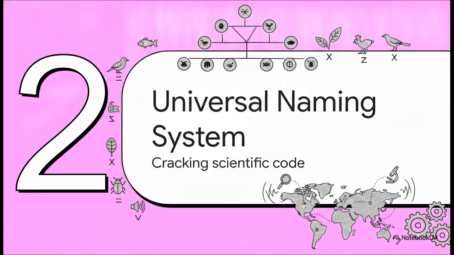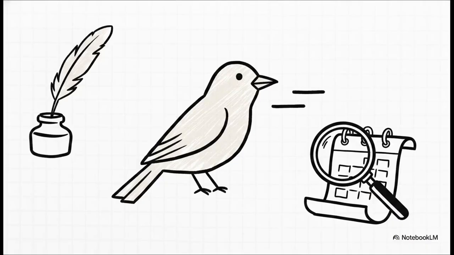Section 2. The Universal Naming System. Cracking the Scientific Code. So now that we know what life is, how do we talk about it without getting completely lost in translation with local languages? We need a universal system. Enter binomial nomenclature. This was a brilliant system developed by Carolus Linnaeus, and the international rules for it are super strict. First, every name has two parts, the generic name and the specific epithet. Second, the language has to be strictly Latinized no matter where the organism actually comes from.